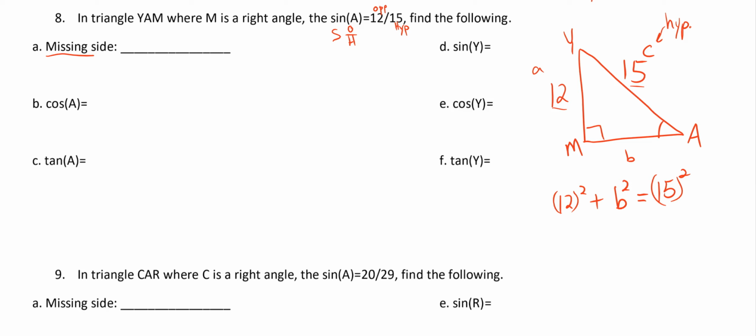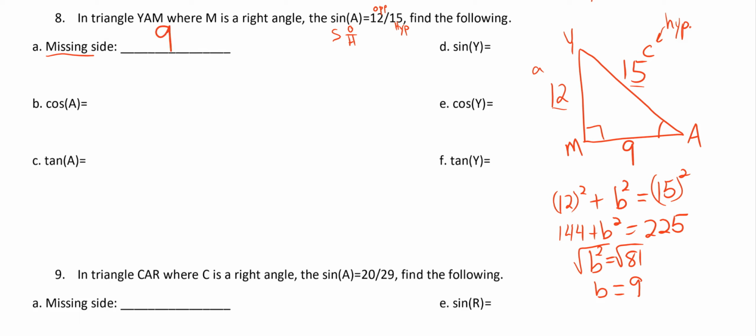So first, we have to square these values. 12 squared is 144, plus b squared is equal to 15 squared, which is 225. Now from here, solving for b, we got to get b by itself. So subtract 144 from both sides, and we should get 81 when you subtract 144 from 225. So we get b squared is equal to 81. Solve for b, take the square root of both sides. Now b is by itself, square root of 81 is 9. So this side must be 9. So our missing side, let's come over here and say it's 9.